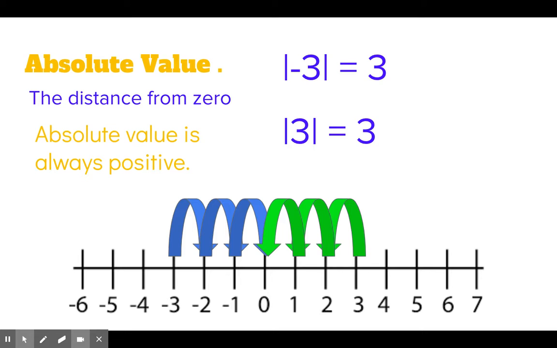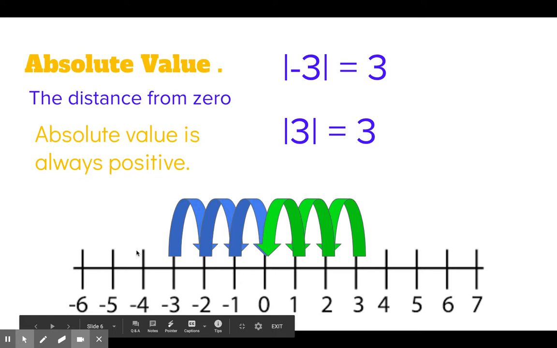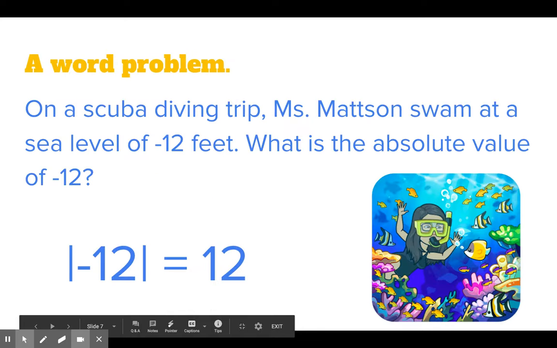And here's a little summary chart for you. Absolute value is the distance from zero. It's always positive. It looks like this over here, this blue writing: the absolute value of -3 equals 3. The absolute value of 3 equals 3. Same thing. And I kept the number line on here for you.